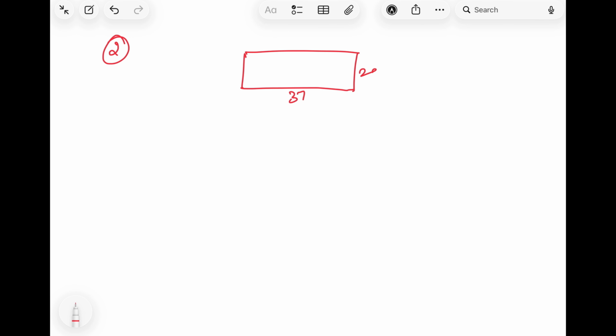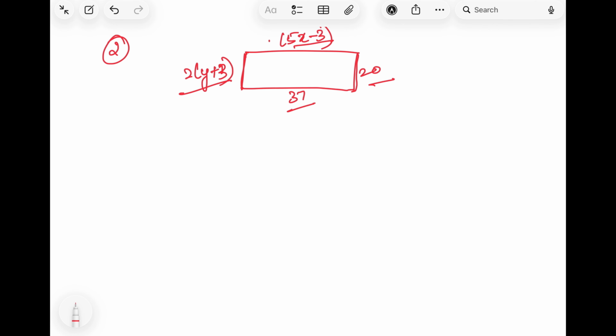This is 37, this is 20, this is 2 bracket y plus 3, and this is 5x minus 3. The sides of the rectangle are given, but these two are given in the form of an expression, and these two are given in the form of numbers. I know this also is 37 only, because opposite sides of the rectangle are the same, right? So this side also is equal to 20. We know that.